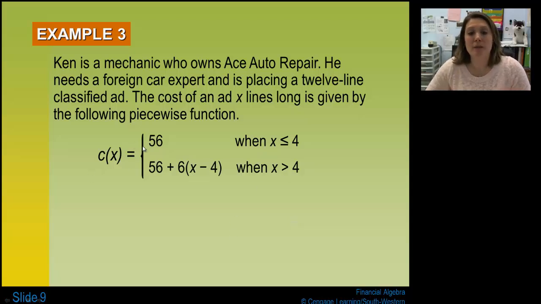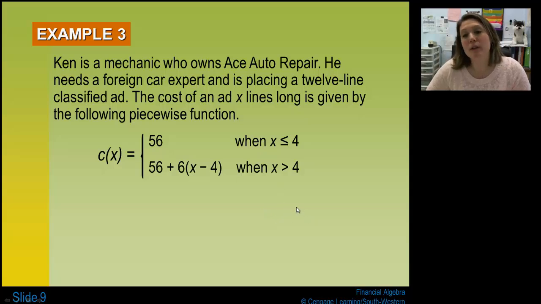So this means $56 for the first 4 lines when X is less than or equal to 4. So up to 4 lines is $56. So those first 4 lines, $56. After those 4 lines, it's the first 4 lines, which is the 56, plus $6 for each additional line over the 4. So that's why I have the minus 4 here, because I've got to take out the first 4 that I've already paid for.